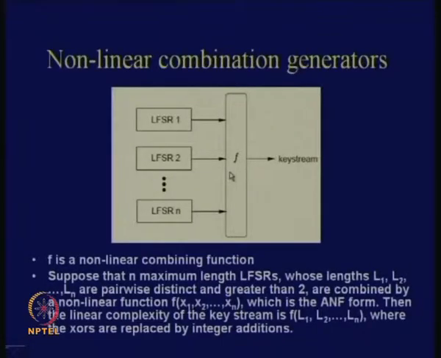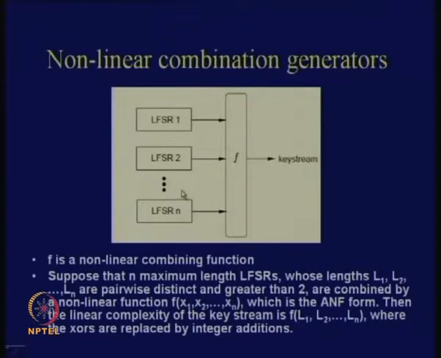Suppose there is a result which states the following: suppose that n LFSRs are all maximal length LFSRs, and the lengths of all of them are L1, L2 and so on till Ln, where L1 to Ln are all mutually co-prime. What does mutually co-prime mean? They are pairwise distinct, and also greater than 2, that means if you consider fairly large LFSRs, for example.